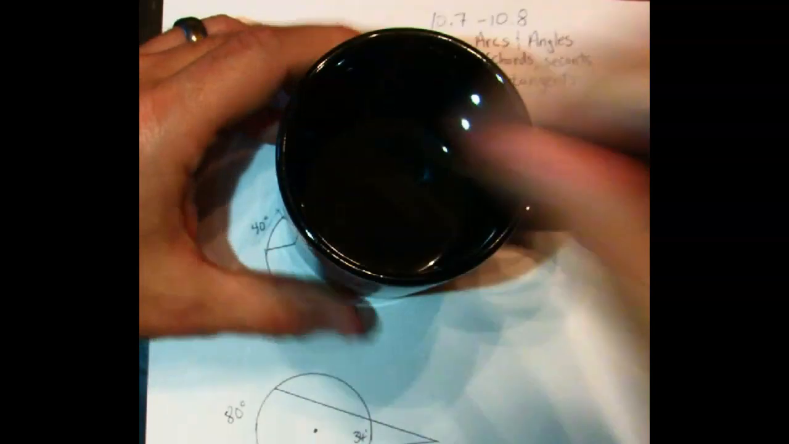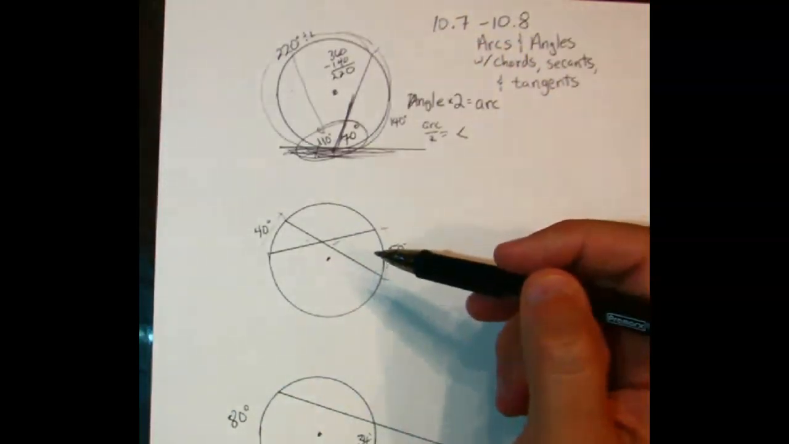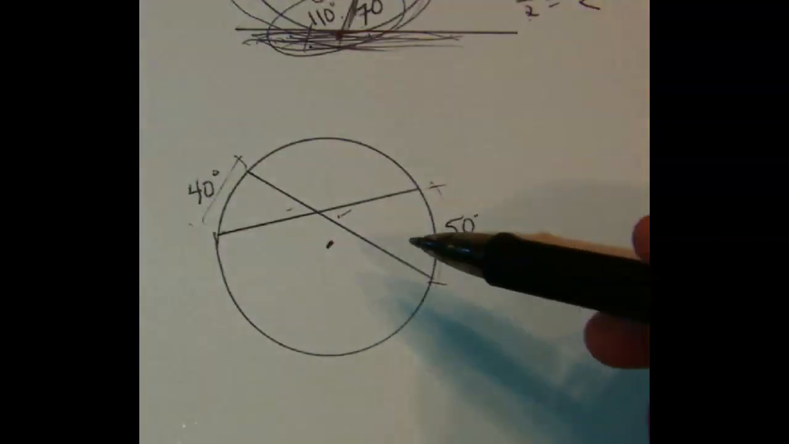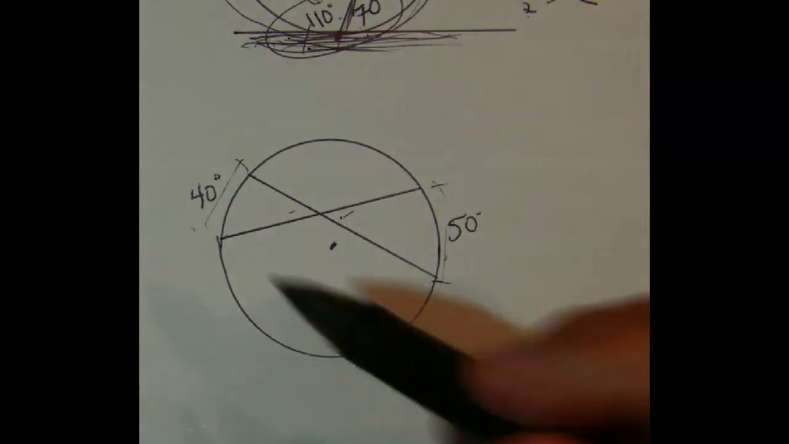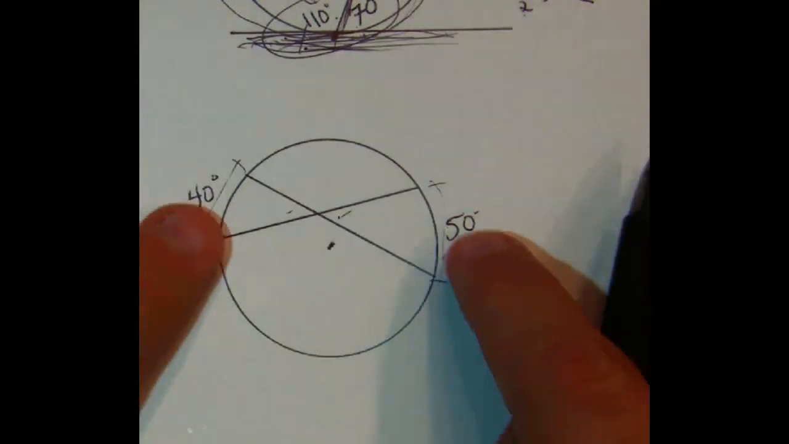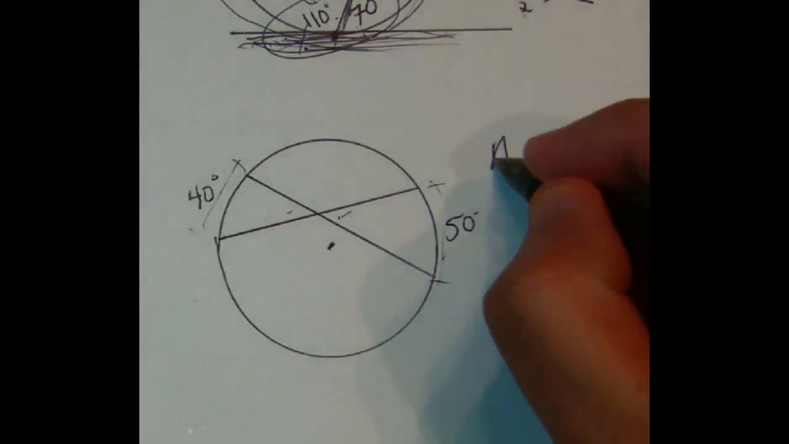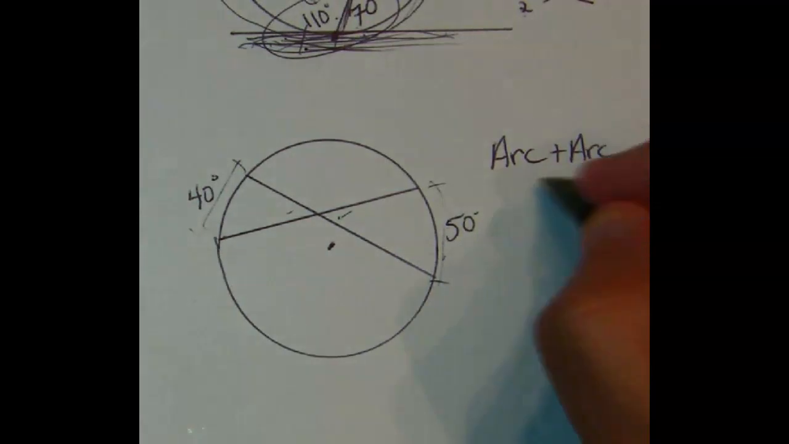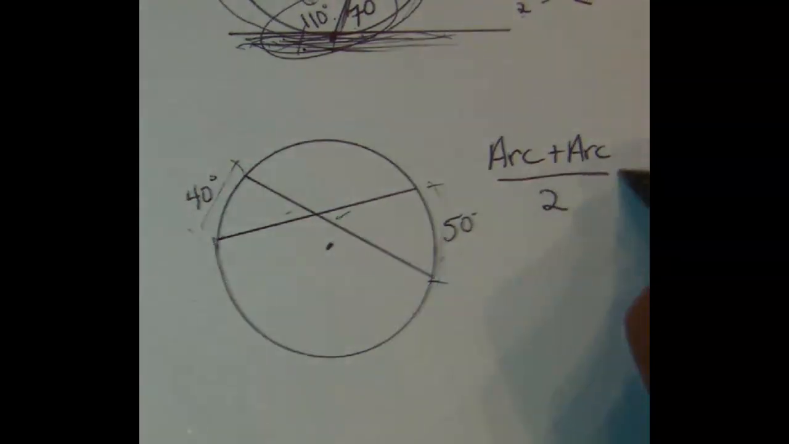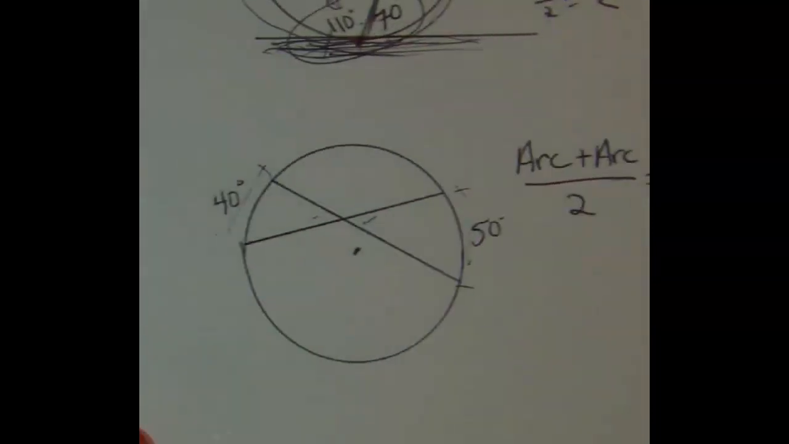Here's our circle. So the coffee is inside of the cup. So since we added the coffee in, we're going to add the arcs. So here is the formula. Arc plus arc divided by 2 is going to give you that corresponding angle on the inside.